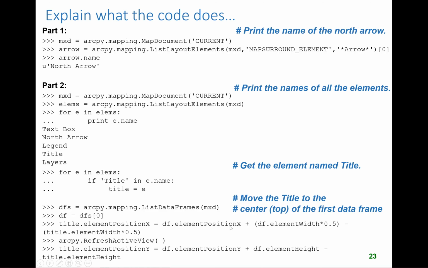So we're starting in the left corner, we go halfway to the middle, and then we subtract half of the width of the title. And we do something similar here, except we're moving it all the way to the top. So we take the Y position of the data frame and add the height of the data frame. The 0 position is in the bottom left corner. And then we subtract the height of the element, so it's not going to be up off the top.